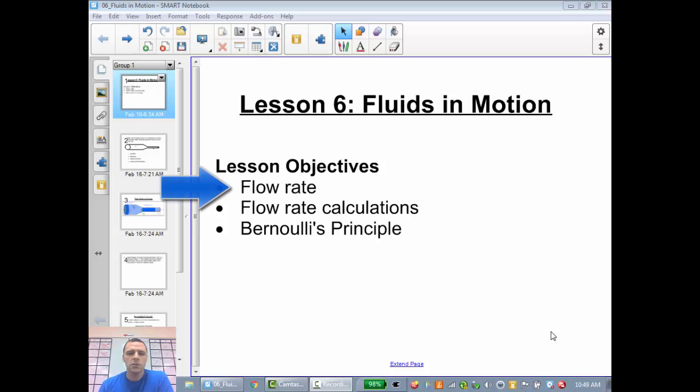Our objectives are to talk about something called the flow rate of a fluid and then do some flow rate calculations, and finally end things up with something called Bernoulli's principle.